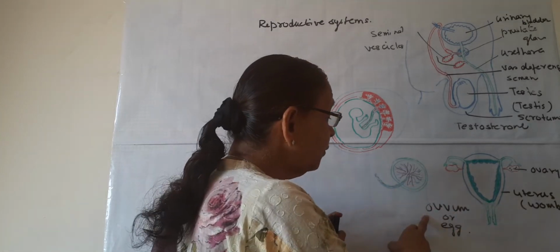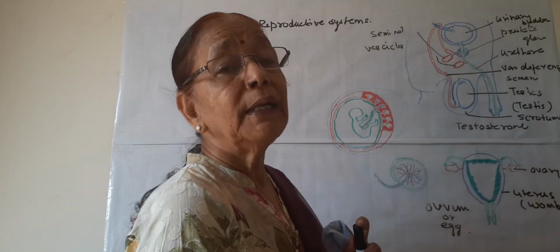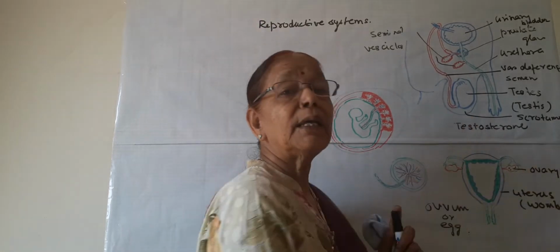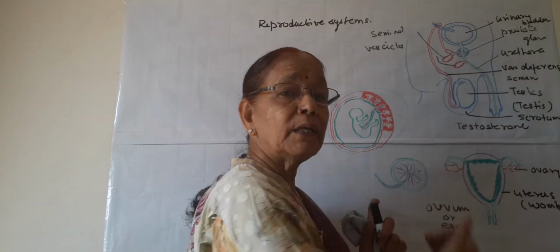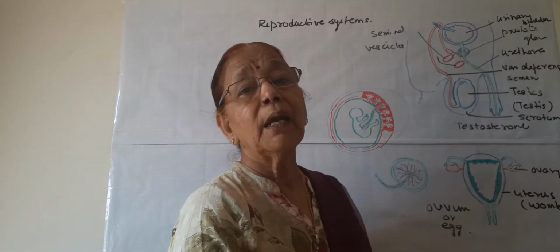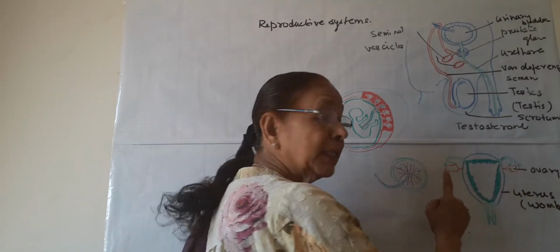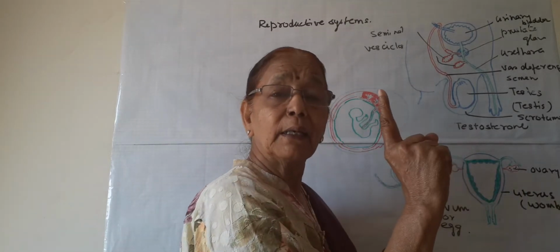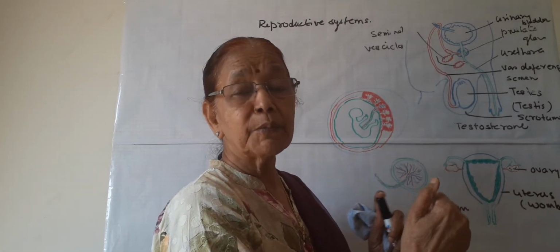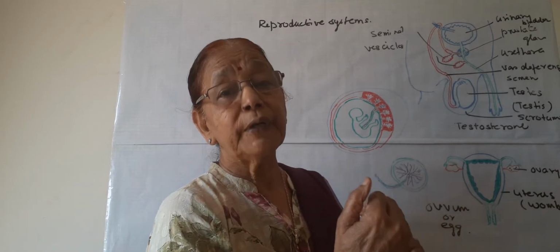So immature ovum which are present in the ovary of the baby girl start maturing when she gains the age of puberty. So at puberty, around the age of 11-12, each month one immature ovum matures, comes out of the follicle, and is ready to fertilize.